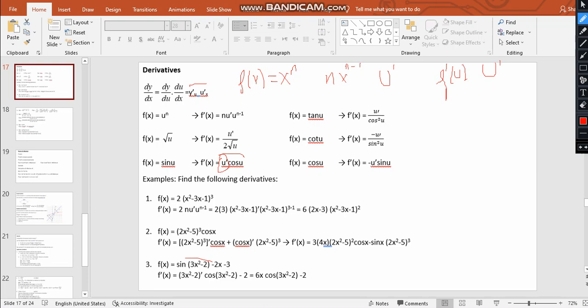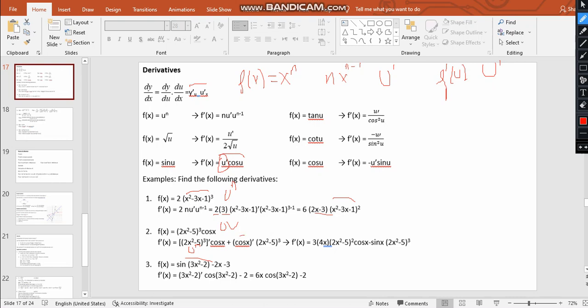So find this derivative. This is of the form u power n. The derivative is n, you need 2 into 3, and u prime, u power n minus 1. So 2 into 3, you derive inside, which is 2x minus 3, and 2, you decrease the power by 1. This is of the form u times v. So it's u prime v plus v prime u. I'm going to do it step by step. Now it's of the form u power n. So it's 3 into the derivative of 2x squared minus 5, 4x, into 2x squared minus 5 power 2, into cosine x. Derivative of cosine x is minus sine x.